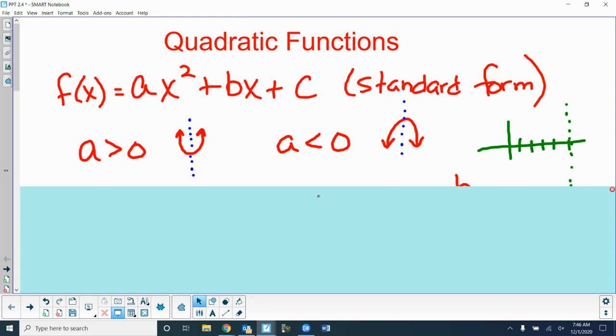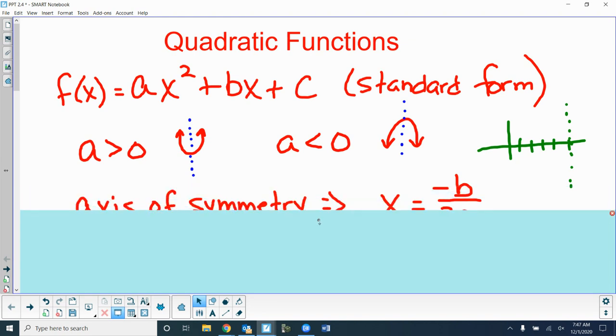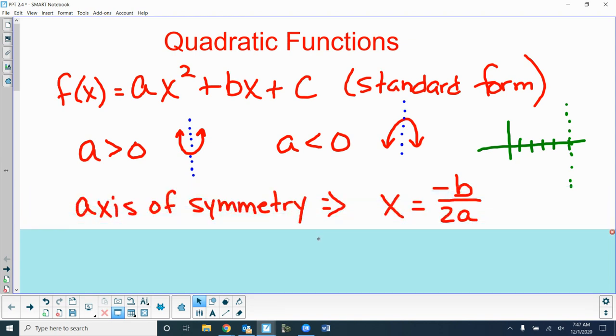That dashed line down the middle of those parabolas is called the axis of symmetry. Okay, the parabolas are symmetrical. The way we figure out the axis of symmetry, if it's in standard form, is this little formula here on the right: x equals negative b over 2 times a. And again, the b and the a are from the b and the a in this function, the a spot number and the b spot number. All right, so that's how you find it.